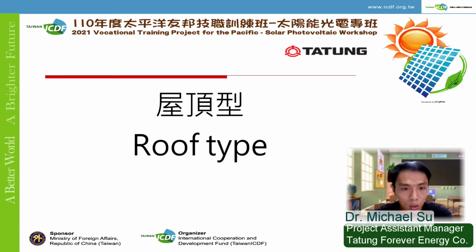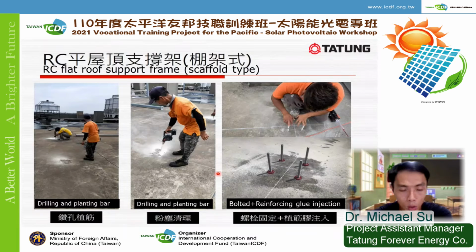After talking about sites on the ground, next we will talk about sites on the roof. There are different types of roofs. There's the RC flat roof, where we can use scaffolding. Actually, we can also use the big blocks of concrete we mentioned on the roof, because some buildings won't let you drill on their rooftops, so we will make some adjustments.